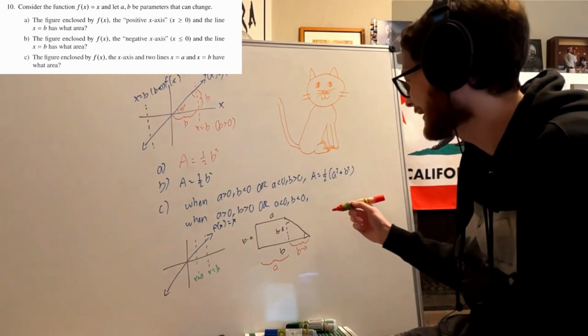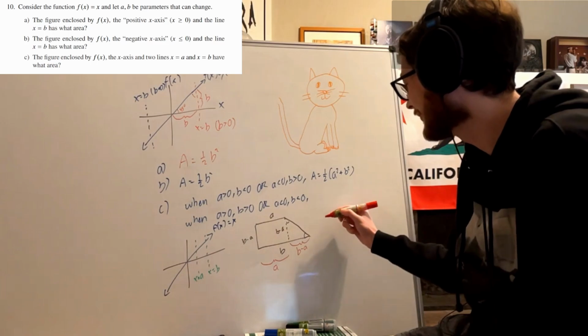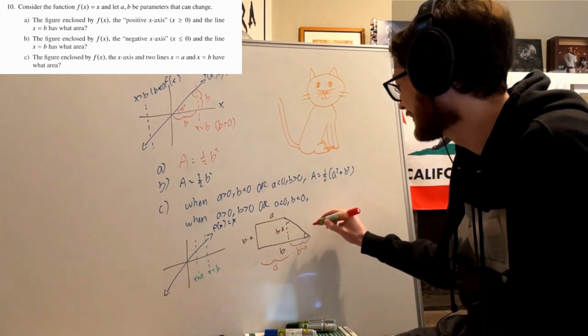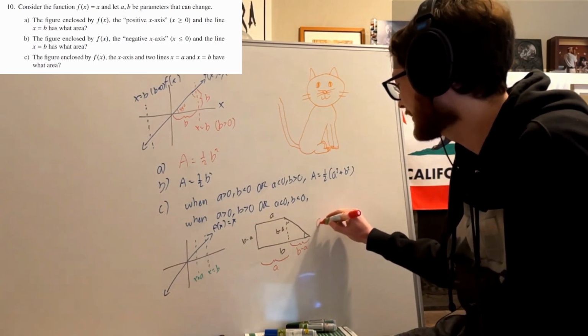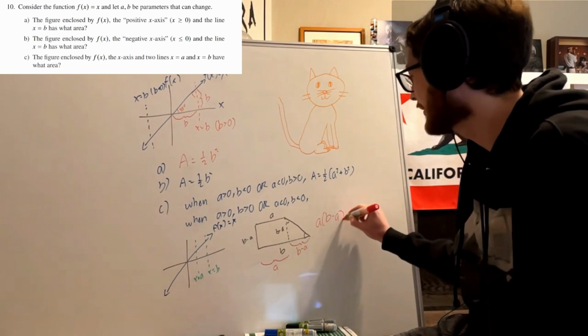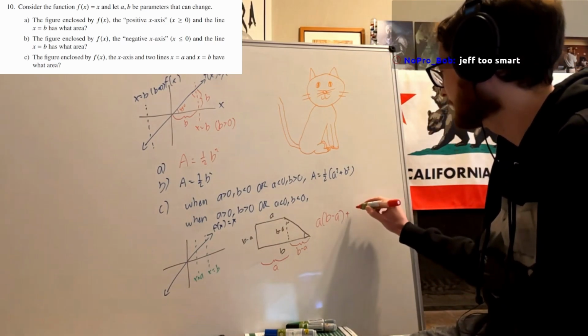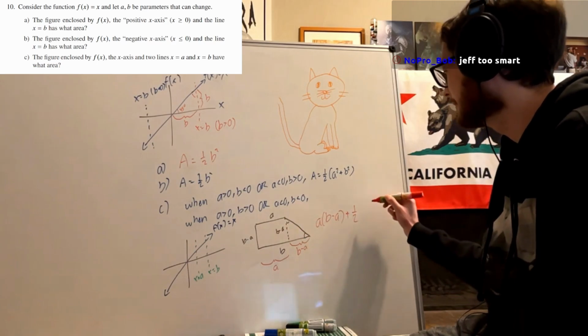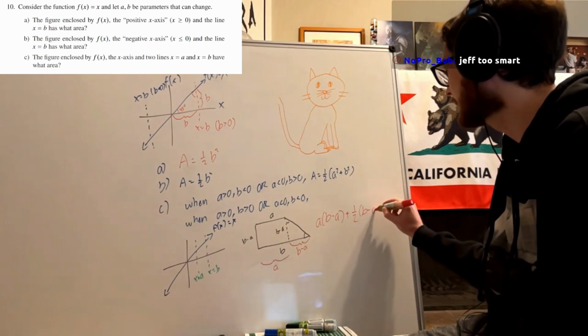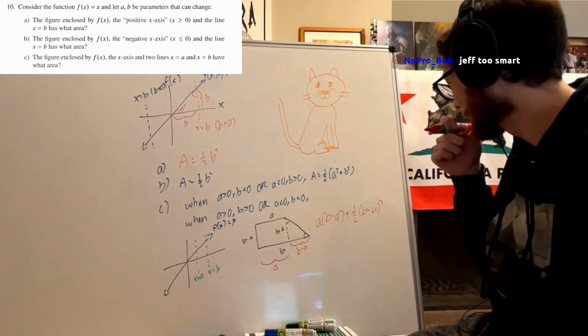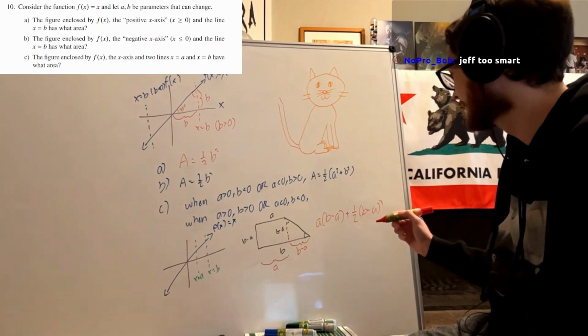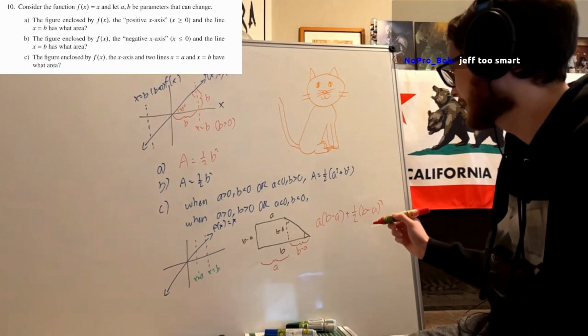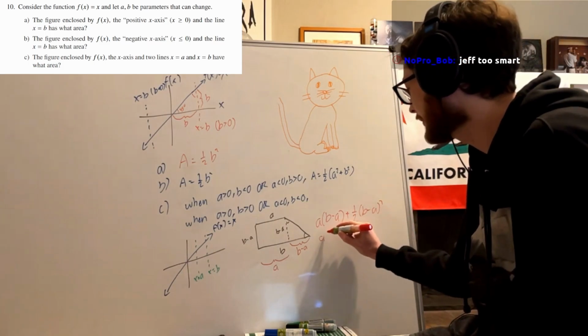And we can verify it at the end. So the area of this rectangle is going to be A times B minus A, right? Plus 1/2 base and height, B minus A squared. So I guess let's just multiply it out and see what happens.